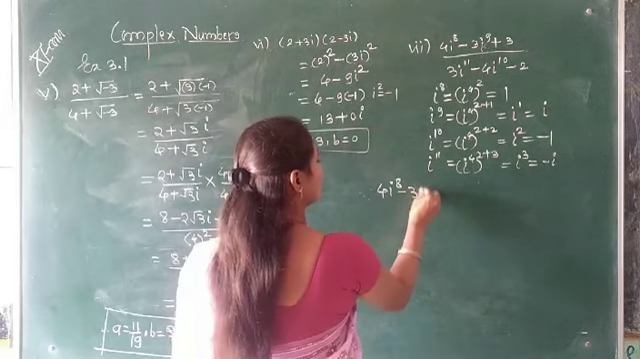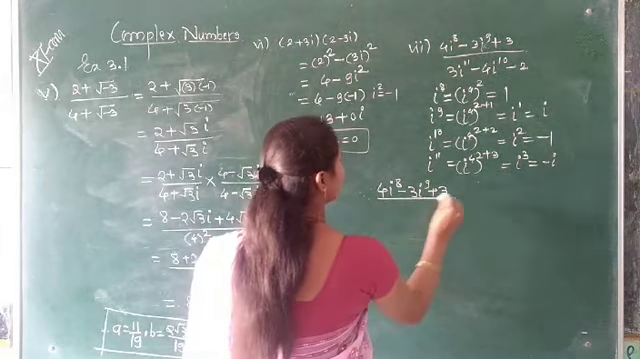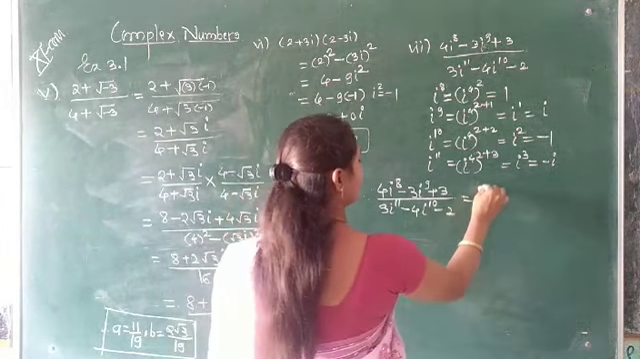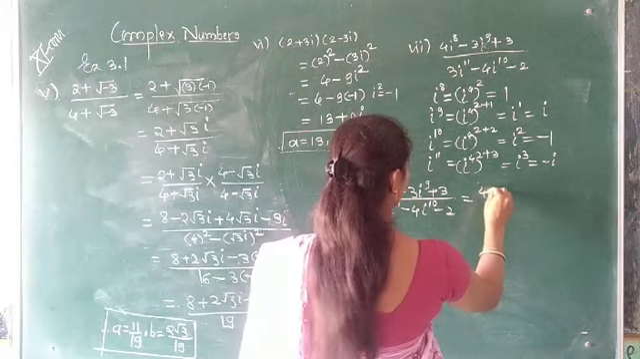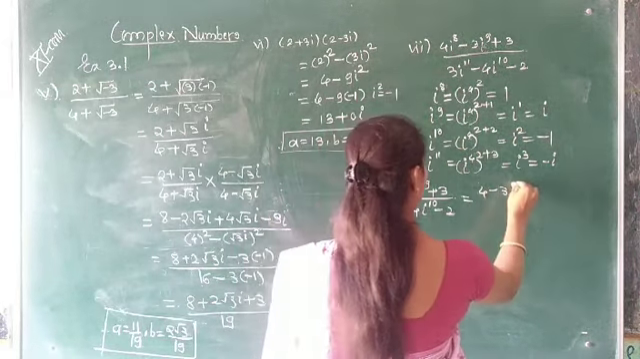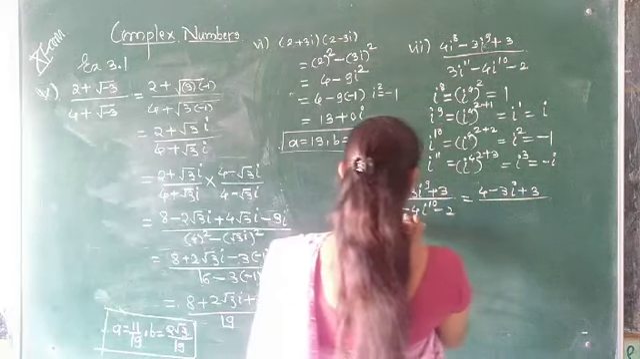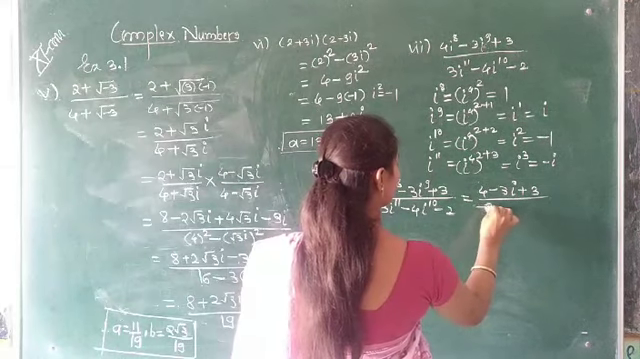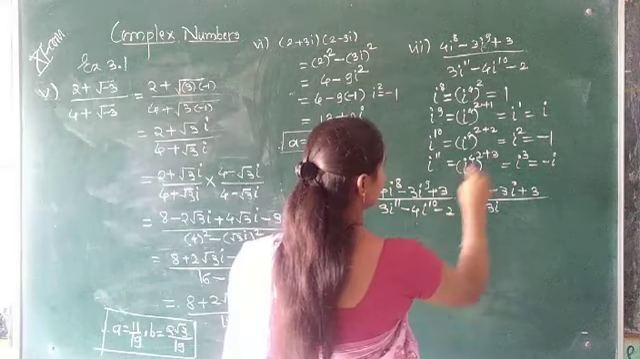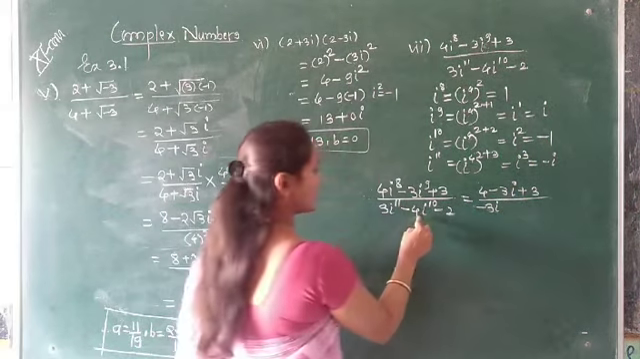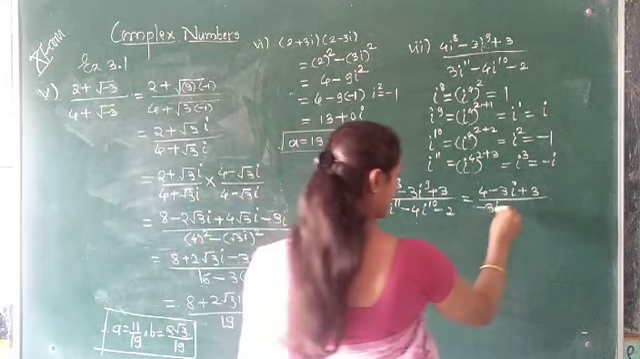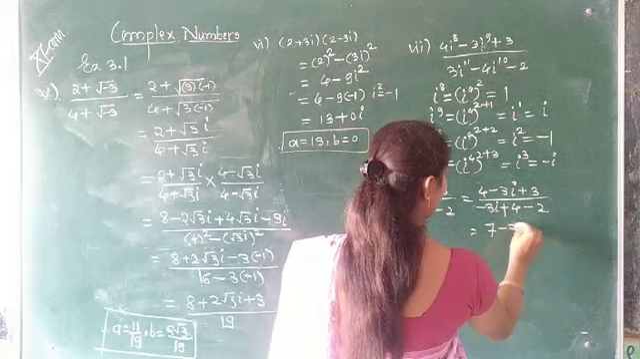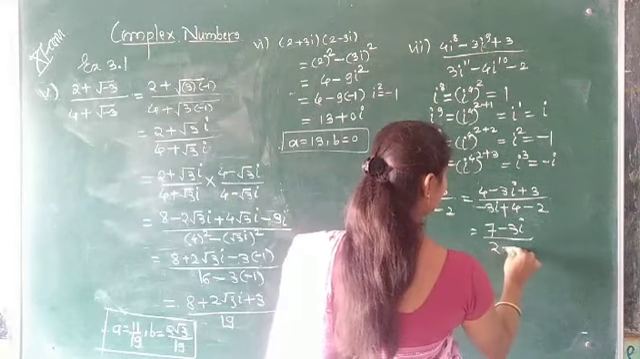Therefore 4i^8 minus 3i^9 plus 3, divided by 3i^11 minus 4i^10 minus 2, is equal to 4 into 1 minus 3 into i, plus 3, divided by 3 into minus i minus 4 into minus 1 minus 2. So minus 3i, and minus minus becomes plus, so plus 4 minus 2. 4 plus 3 is 7 minus 3i. 4 minus 2 is 2 minus 3i.